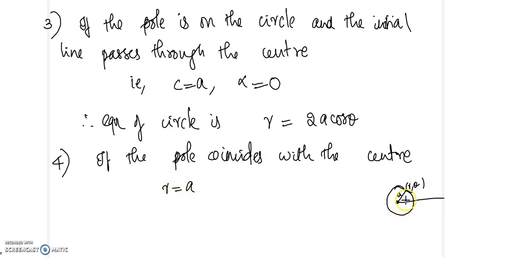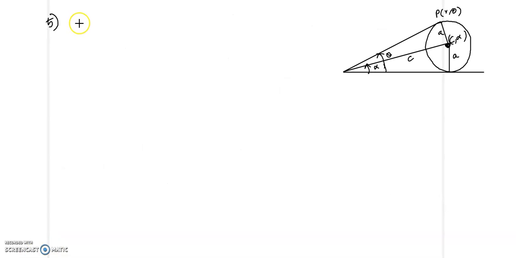It is like taking the circle's center as the origin. So this will be the same as x square plus y square equal to a square. So if the pole coincides with the center, we will get the equation of the circle to be r equal to a.